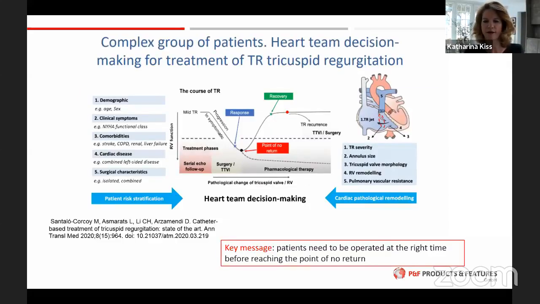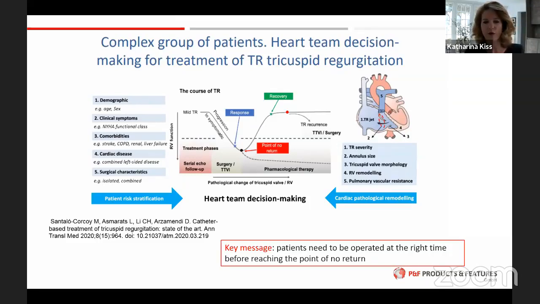And this is important if we want to choose our patients and determine who should be treated and at which point. We have to take into consideration demographics, clinical symptoms, comorbidities, cardiac disease, surgical characteristics, but of course also the anatomy, such as TR severity, annulus size, tricuspid valve morphology, right ventricular remodeling, and pulmonary vascular resistance. All of these factors have to be included to lead to a heart team decision.